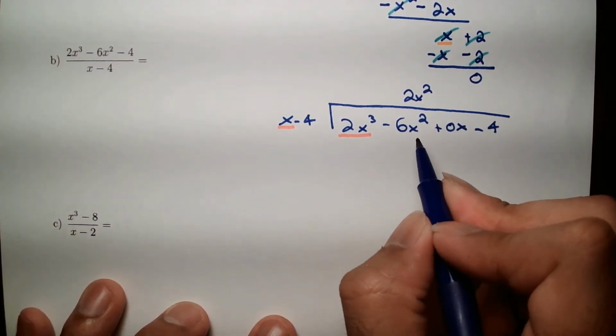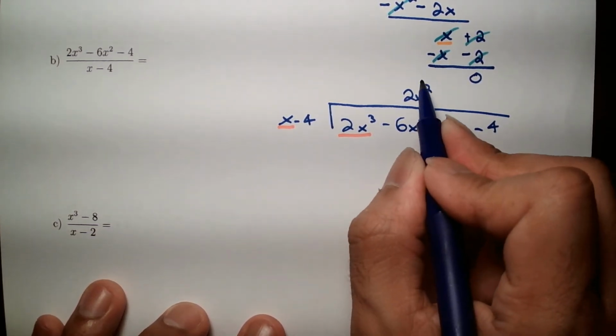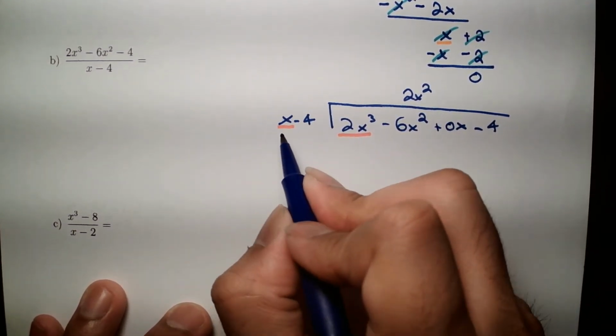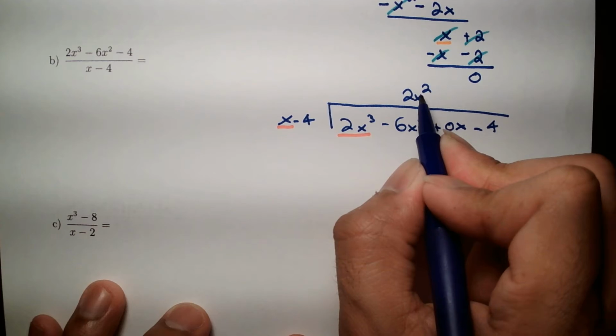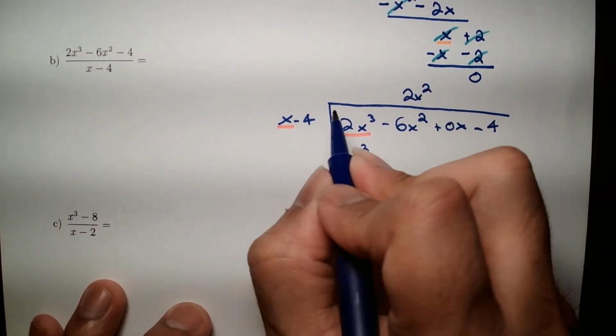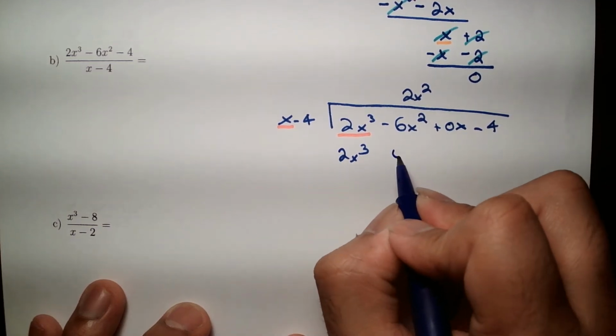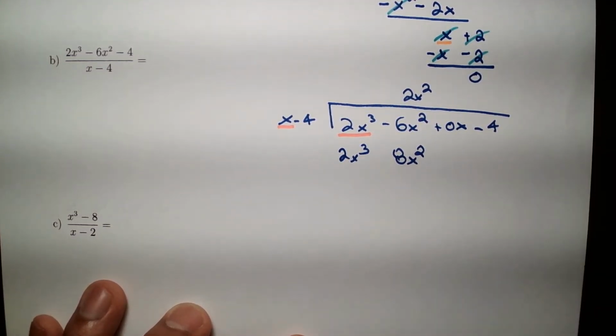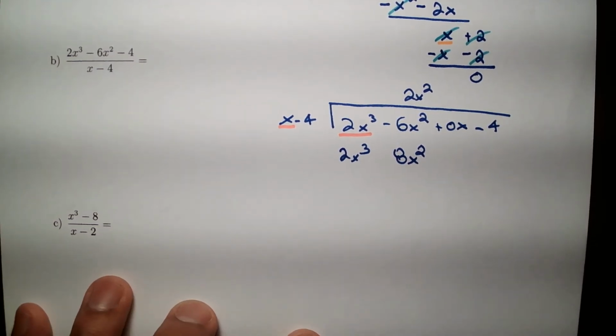And then when we need to multiply 2x squared times this x and negative 4. So 2x squared times x, that's 2x cubed. 2x squared times 4, so 2 times 4, that's 8x squared. Okay, but we need to change the signs of whatever we get.